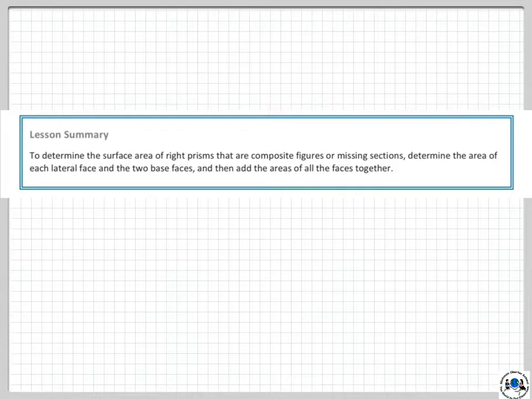But anyway, what we did here, we determined the surface area of right prisms that are composite figures or have missing sections. Determine the area of each lateral face and the 2 base faces, and then add the areas of all the faces together. That's pretty much what we did here, having to account for covered parts as well, like we did in number 4. So be very, very careful. This is not a very difficult activity, but you do need to be very careful, and you need to problem solve every now and then with given information to reveal information that you need that isn't necessarily given right up front.